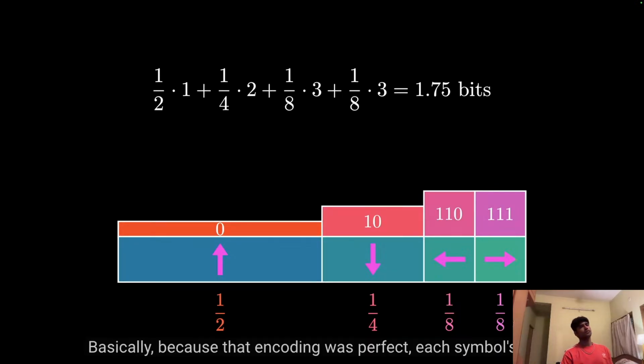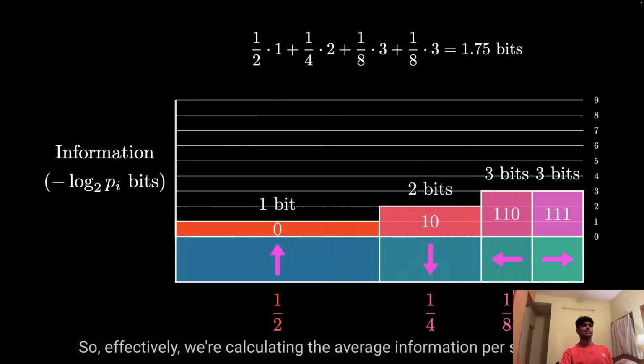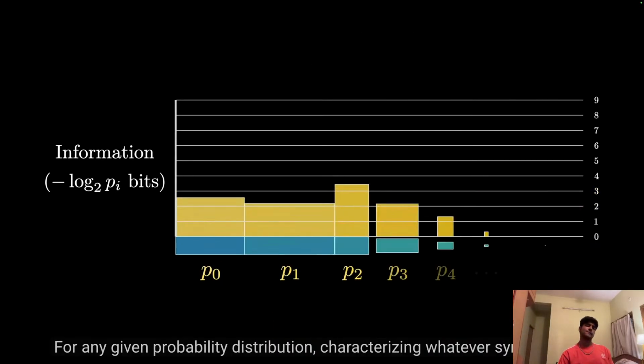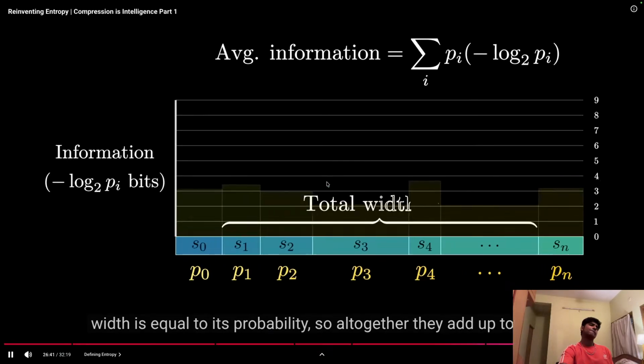Basically, because that encoding was perfect, each symbol's code word length is exactly the same as its information content. So effectively, we were calculating the average information per symbol. To generalize this, here's how that looks. For any given probability distribution, each symbol is paired with its probability, so altogether they add up to be 1.